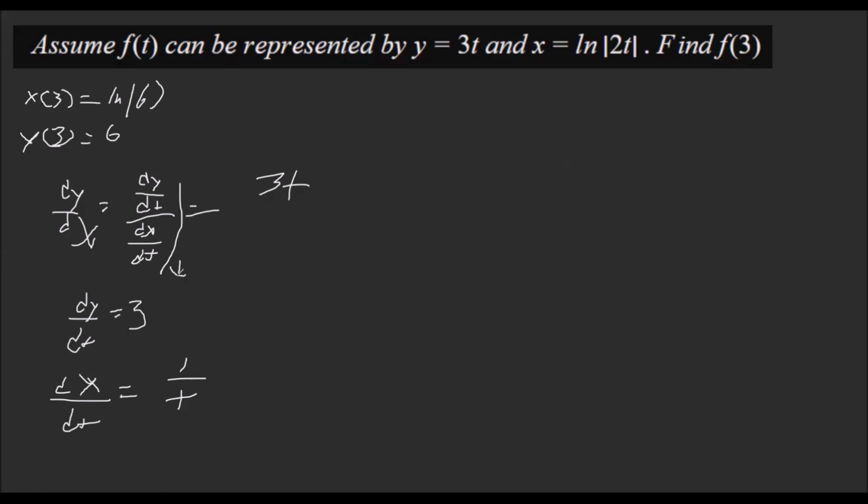So from here, we just have to find the derivative when t is equal to 3. We can use 3 in place of t, and of course, we end up with 9. So our slope at f of 3 is 9. Our x coordinate is natural log 6. Our y coordinate is 6. And so our tangent line can be represented as y minus 6 is equal to 9 times x minus natural log 6. And that is the final answer for our question.